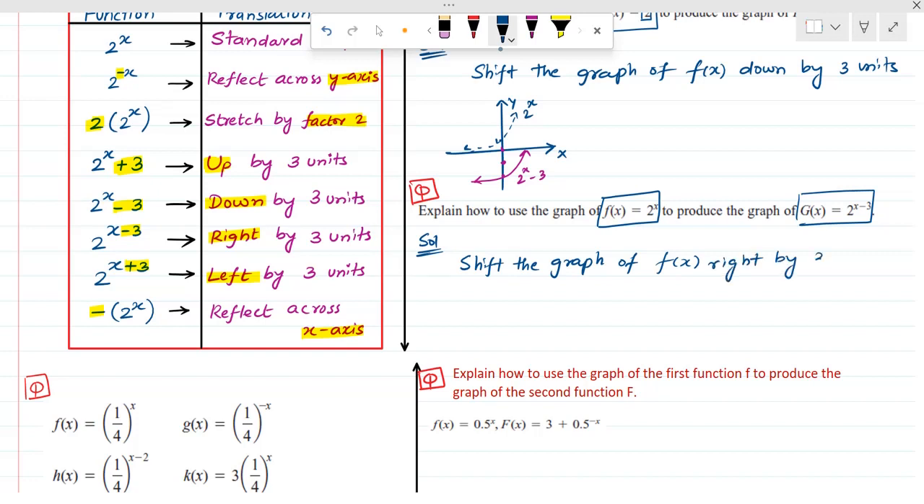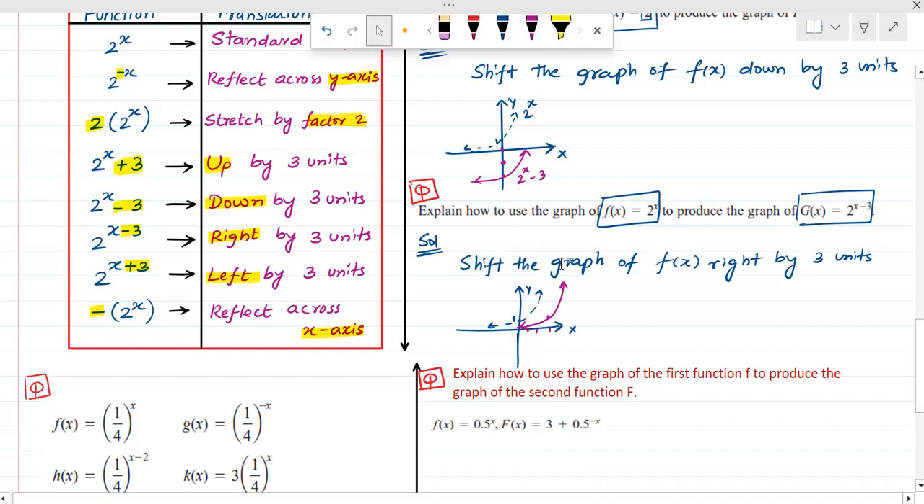Right by 3 units. If you draw the graph, you will find it here: x, this is y. Now this is the standard graph of 2 power x, therefore it is increasing. So this is the standard graph which is at 1. Now it is moving right by 3 units. Therefore it is 1 unit, 2 unit, 3 unit. So therefore this is the graph moving right by 3 units.